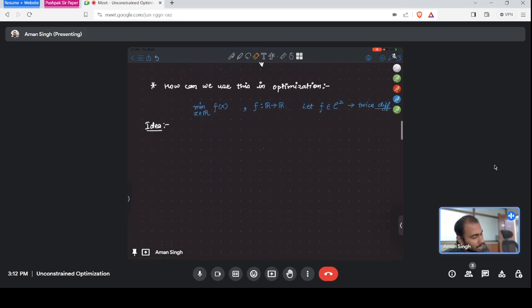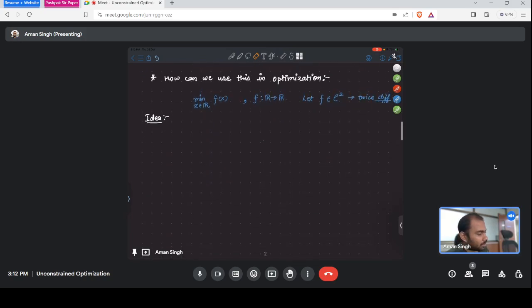The next question is how we can use this in optimization to find the optimal value of a function. Let's say this is the problem, the standard problem we have been discussing: minimization over x in R of f(x), where f(x) is a single-input real-valued function and it is twice differentiable. How can we use Newton's method to optimize this problem?